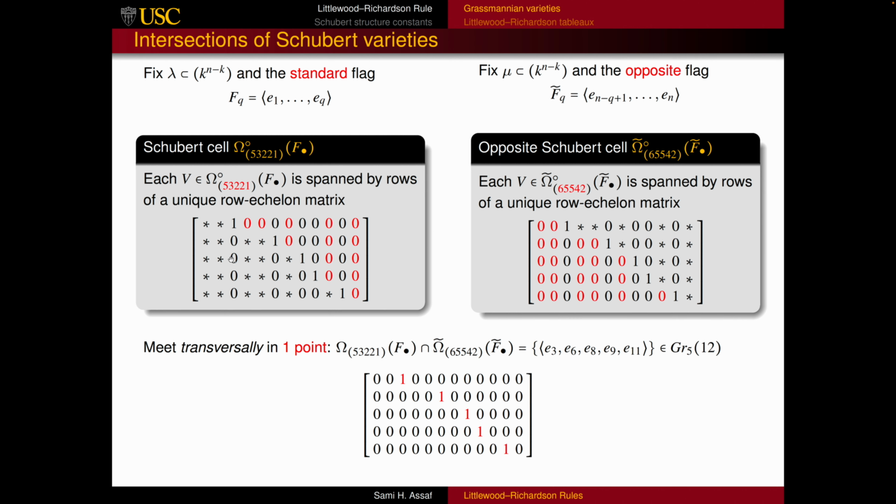What is the only matrix that looks like this and like this? Here, all the red zeros correspond to all of the stars, and all these red zeros here correspond to all these stars. So when we stack those together, this is the only matrix that we get. It is spanned by the 3rd, 6th, 8th, 9th, and 11th basis elements. So this is one point. This one 5-dimensional subspace of 12 space is the only thing that is both in this Schubert cell here and this opposite Schubert cell here.